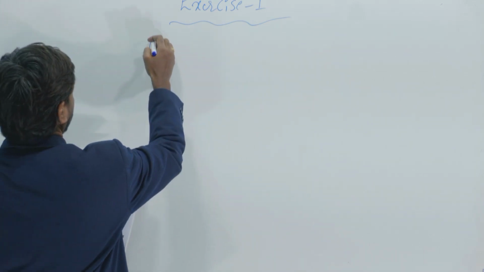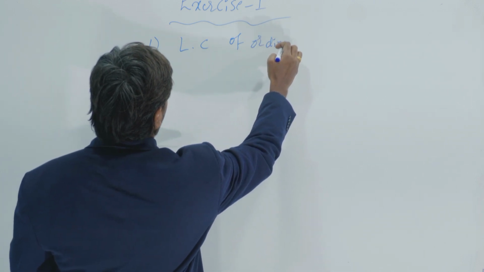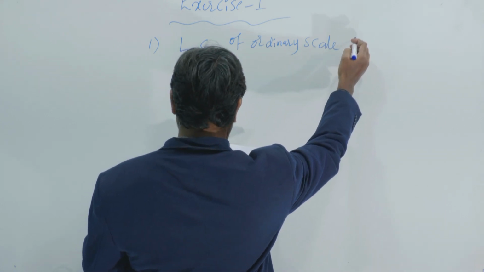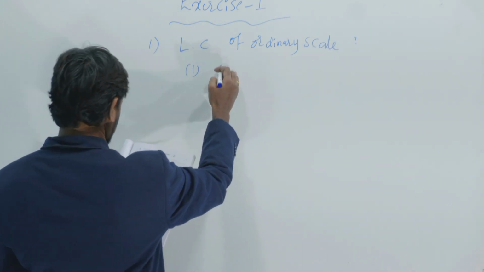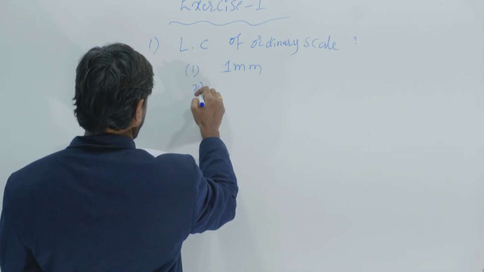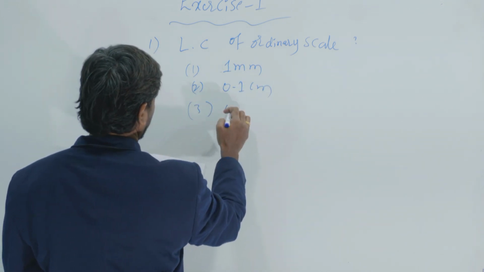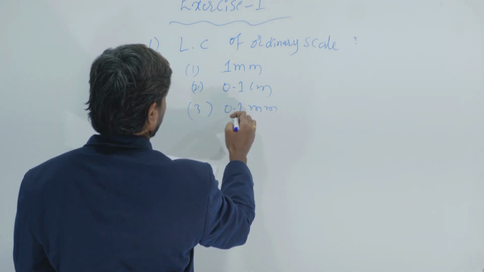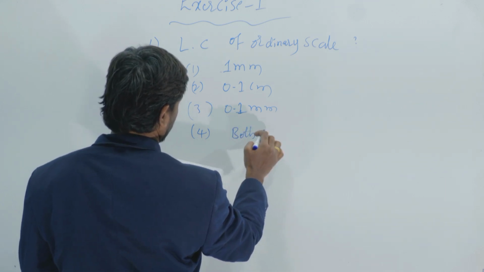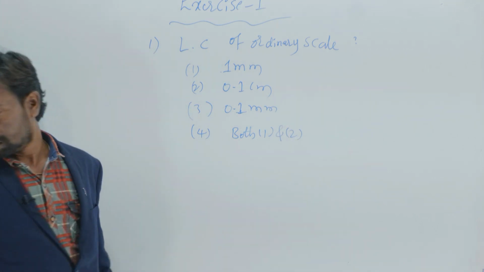First question is given here. The least count of ordinary scale. The options are: first, 1 mm; second, 0.1 centimeter; third, 0.1 mm; and fourth, both 1 and 2. Okay.